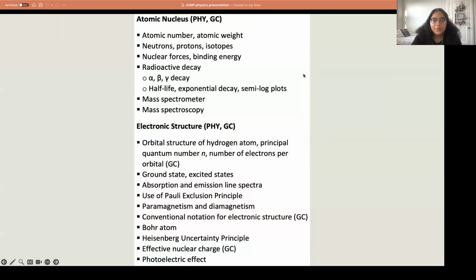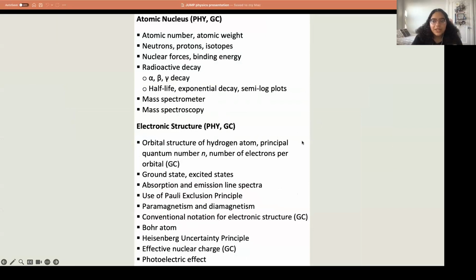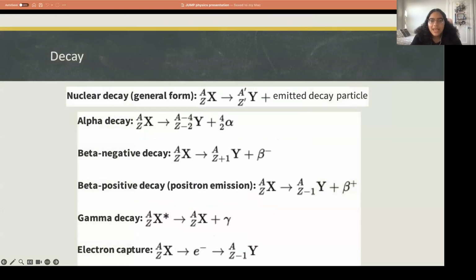There's only one group of subjects left, which is just atomic nuclei, sort of. And some of this, as you can see, is shared with Gen Chem as well, but I thought to put it in here. So one thing they ask about is decay. There are different types like alpha, beta negative, beta positive, gamma, and electron capture.